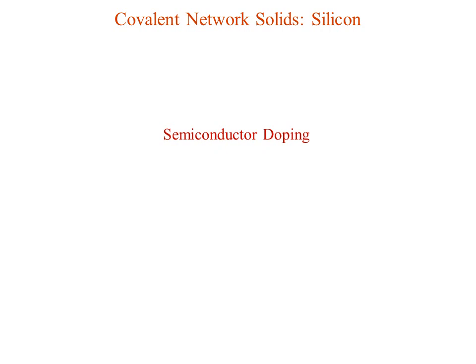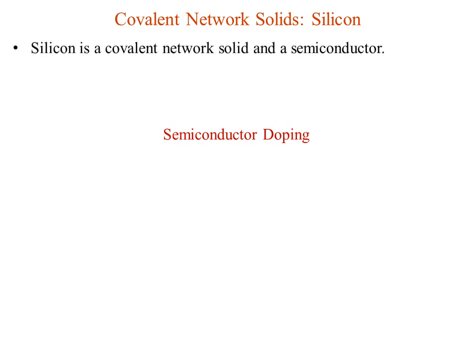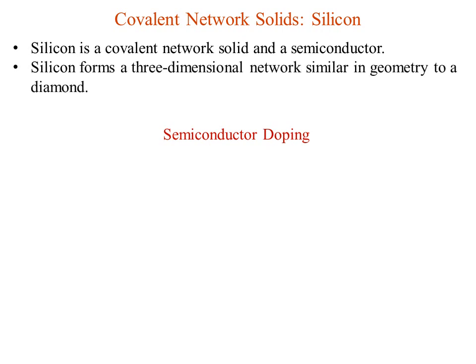Now there's another covalent network solid that the AP people want you to know about, and it's silicon. Now silicon is a covalent network exactly like carbon, which shouldn't surprise you because it's in the same group, and it's classified as a semiconductor. Now silicon forms the same geometry as a diamond, so it's also the tetrahedral shape.